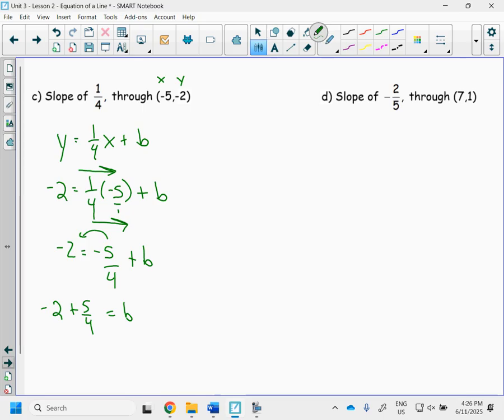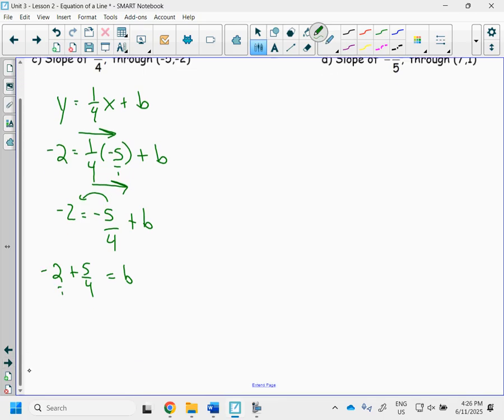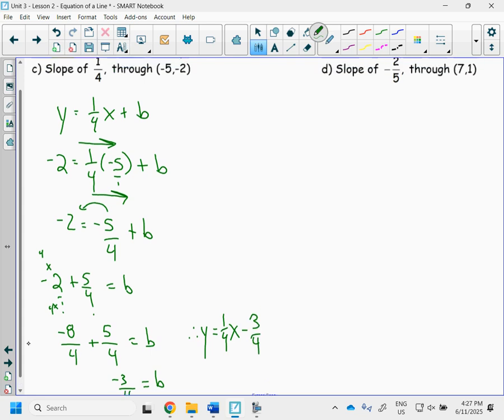Okay, now we got some fraction work to do. We're just adding fractions though. How do we add fractions? A common denominator. I've got a 1 and a 4. Well, I can make those both into 4s. This one's already good to go. Times that by 4 to make it 4, so times that by 4 to make it 4. And there's an equal but different version of negative 2. Okay, add them up. Negative 8/4 plus 5/4 makes negative 3/4. Okay, the bottom part, the denominator, doesn't change. Okay, write our equation. y equals mx plus b.